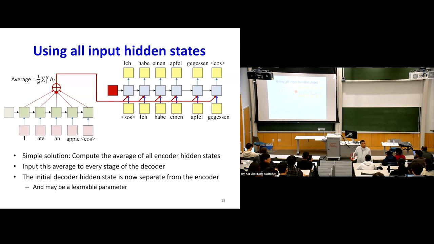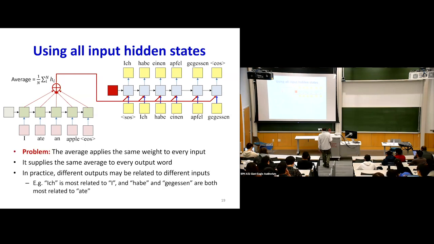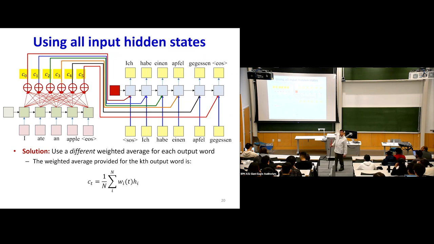We are giving equal importance to all the inputs. Whereas when I'm trying to generate the word "ish", I should probably be focusing on the word "I", right? So what does this mean? It means that it supplies that same average to every output. In practice, different outputs may be related to different inputs. "Ish" is more related to "I". "Haber" and "gegessen" are both most related to "ate", and so on. And so what we really want is to use a different weighted sum of these hidden states for each output.